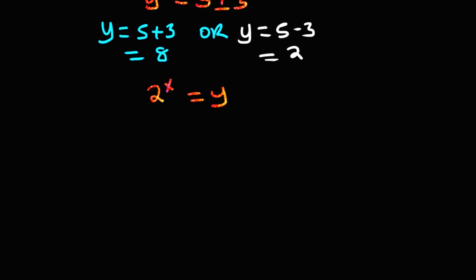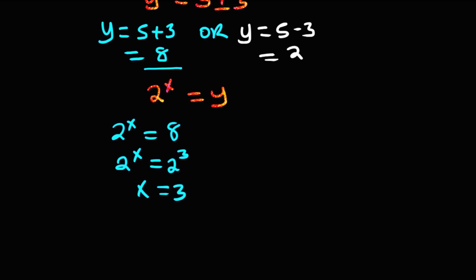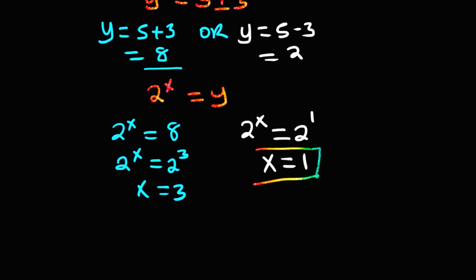So let us take when y is 8. So we'll have 2 power x equals 8. So we have 2 power x, and we can write 8 as 2 power 3. So in this case, the bases are the same, so the powers must be the same, so that x equals 3. And then in another instance, we can take when y is 2, so that 2 power x equals 2. And we can write 2 as 2 power 1. The bases are the same, so the powers are the same, so that the value of x is equal to 1, and another one, the value of x equals 3.